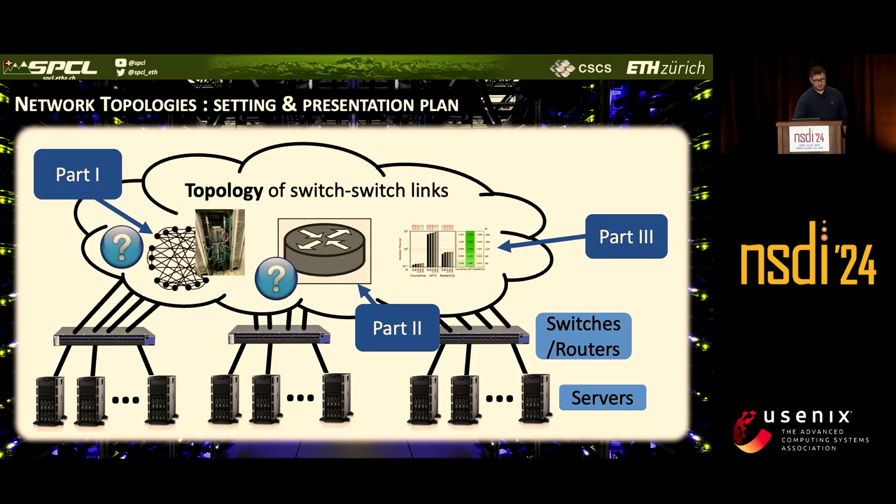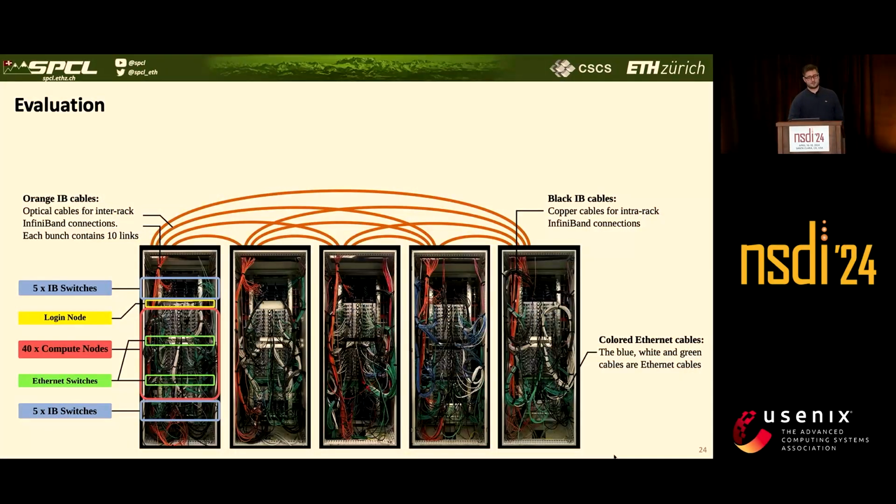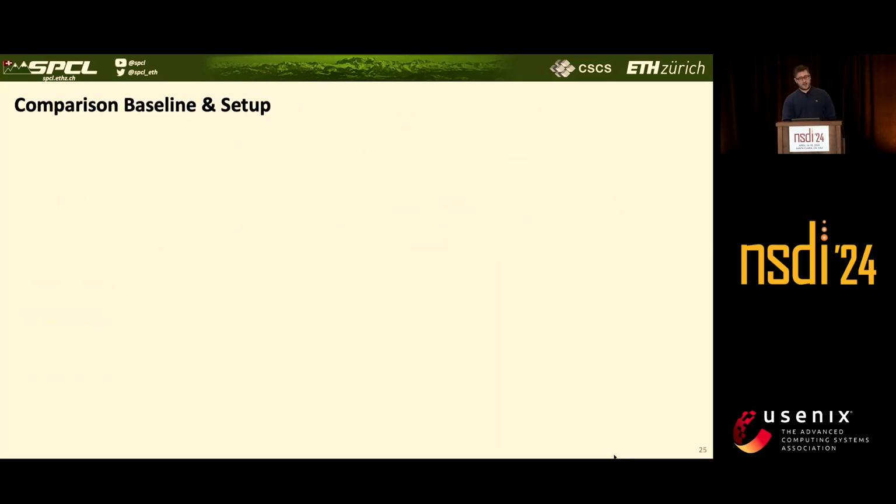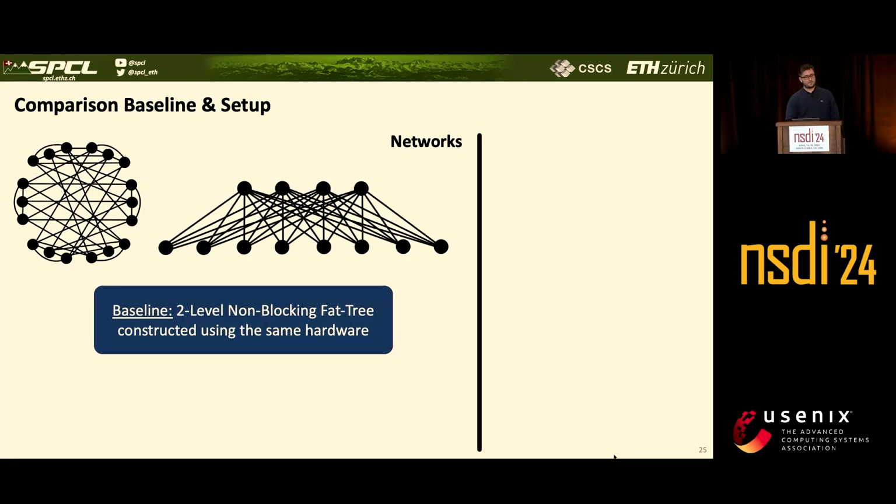Now, I want to finish off with the actual evaluation of our system, right? Because we run a huge amount of benchmarks when it comes to deep learning proxy workloads, scientific simulations, as well as HPC benchmarks. So there's something for everyone. And for a baseline, what we actually did is we set up, using the same hardware, a 2-level fat tree, a non-blocking 2-level fat tree, and ran the same set of benchmarks to use as a baseline to compare the performance of SlimFly to. Because SlimFly is, in theory, non-blocking, right? But we wanted to show this in practice as well.